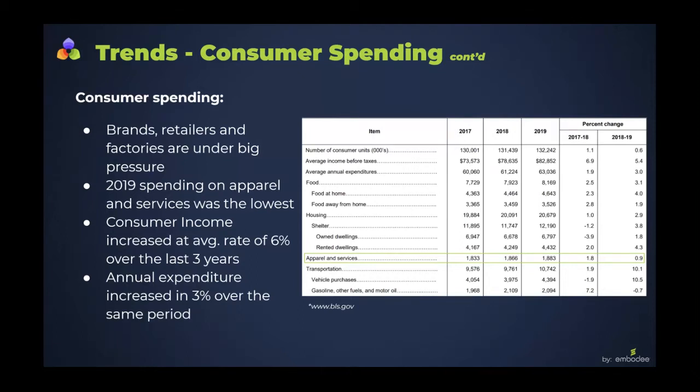That's good news. We happily spend on many things, such as housing, food, cars. I mean, look how much money we spend there. That's upwards of like 10% or whatnot. But apparel and services is just increasing at about 0.9%. That's a very low number.